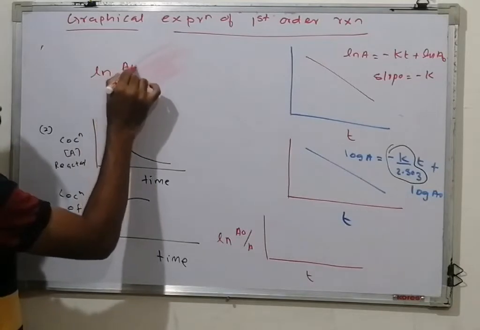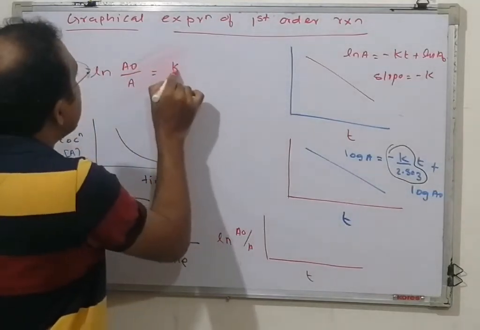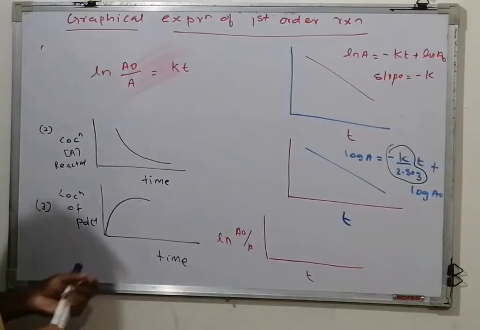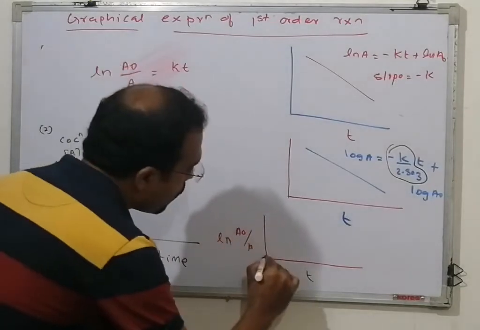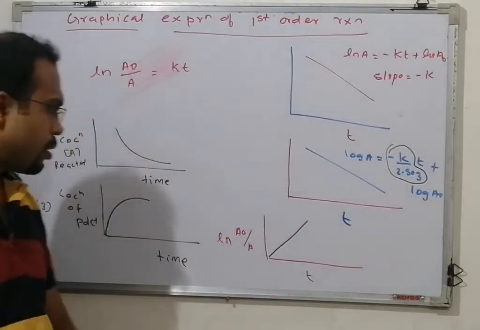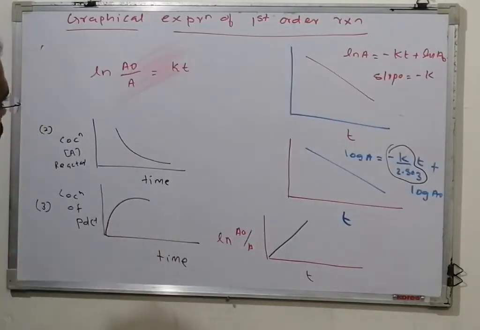Ln A0 by A is equal to kt. We have such an equation. Therefore, the graph will be like this. Very, very important, so I get the jump question. Okay. Ln A0 by A versus t.